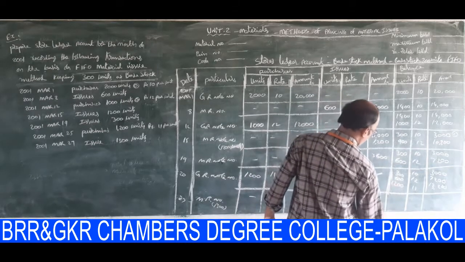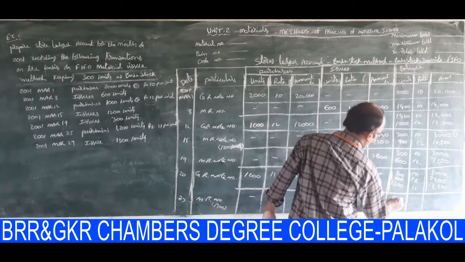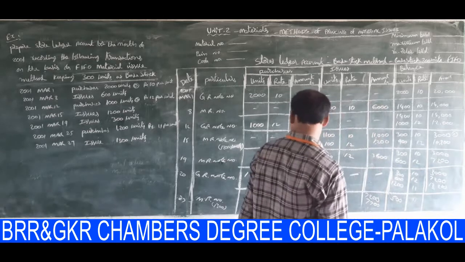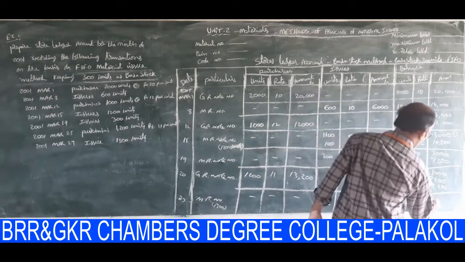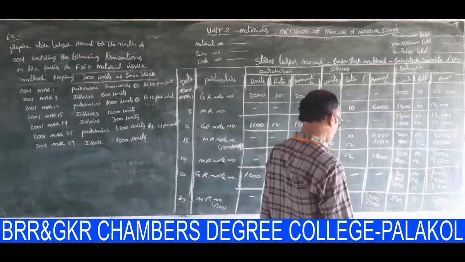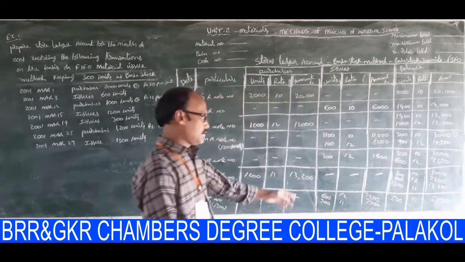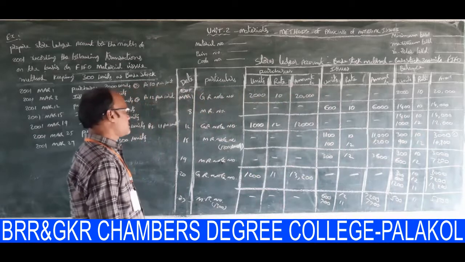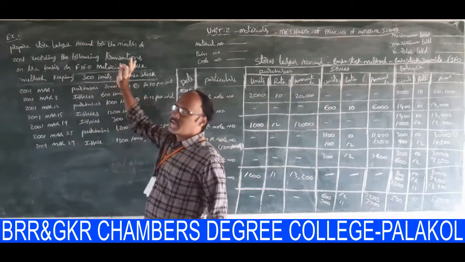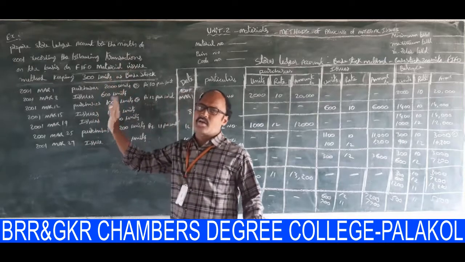So from this 700 units, the remaining 500 at 11 rupees, 5,500. Right. So that is the closing stock. Once again I am telling that March 1st, this is the base stock method.